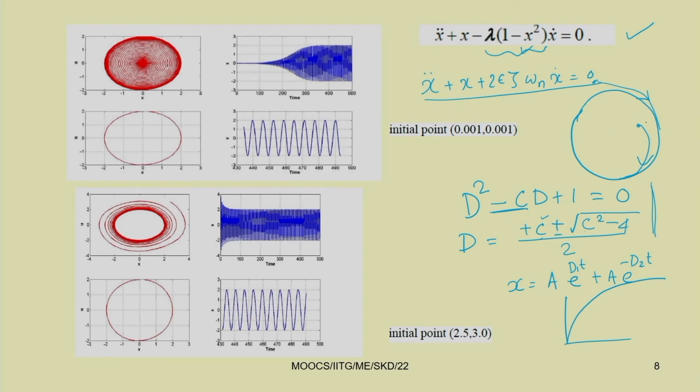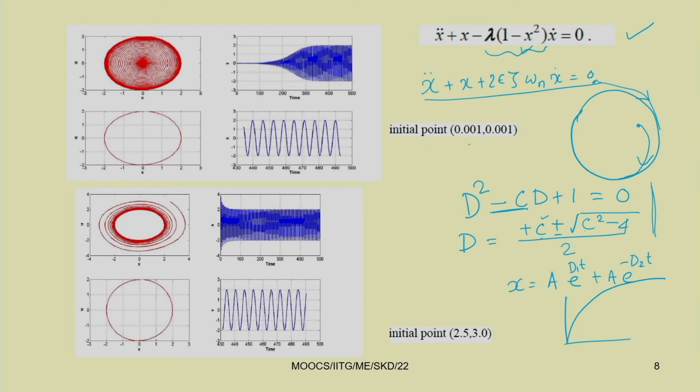In one case it is growing. If you start the motion from inside this circle, it will grow and reach the circle, and if you start outside the circle, it will come back to the circle. That is why this is a self excited oscillation. You can see this in this case.